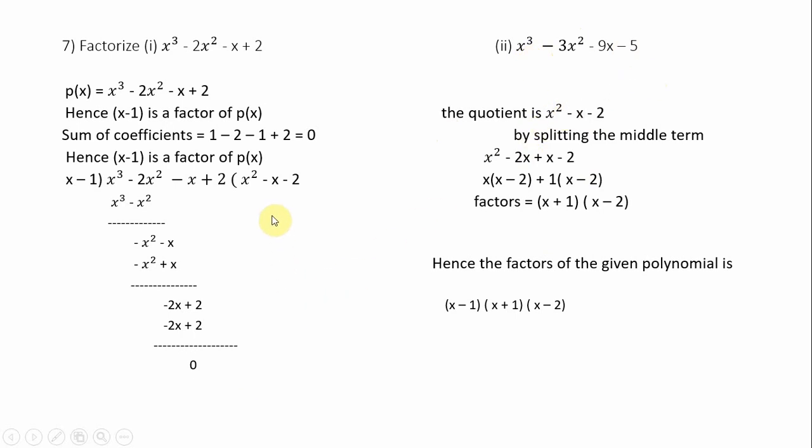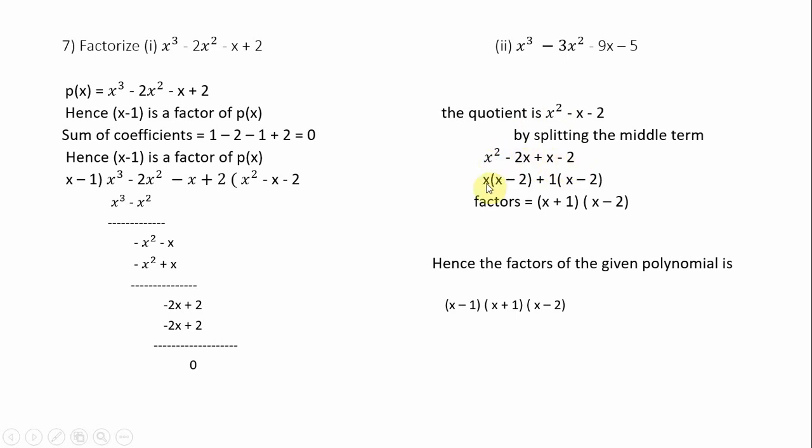So here the quotient you have taken, x square minus x minus 2, by splitting the middle term, which you have learnt in your earlier class, 8th class. Split the middle term based on the factors of it. So you'll be writing the factors for 2. 2 and 1 are the factors of it. So you can split this minus x as minus 2x plus x. Minus 2 plus 1 is equal to minus 1 only. So x square minus 2x plus x minus 2.